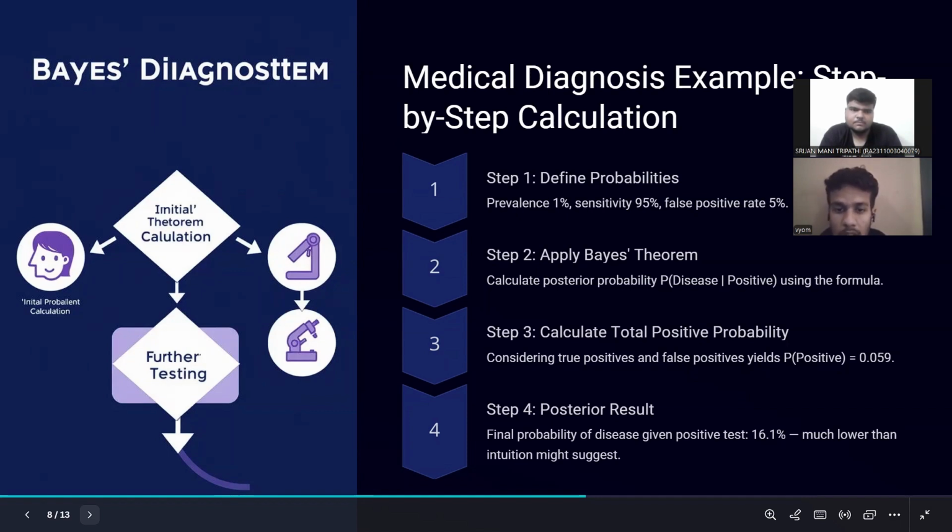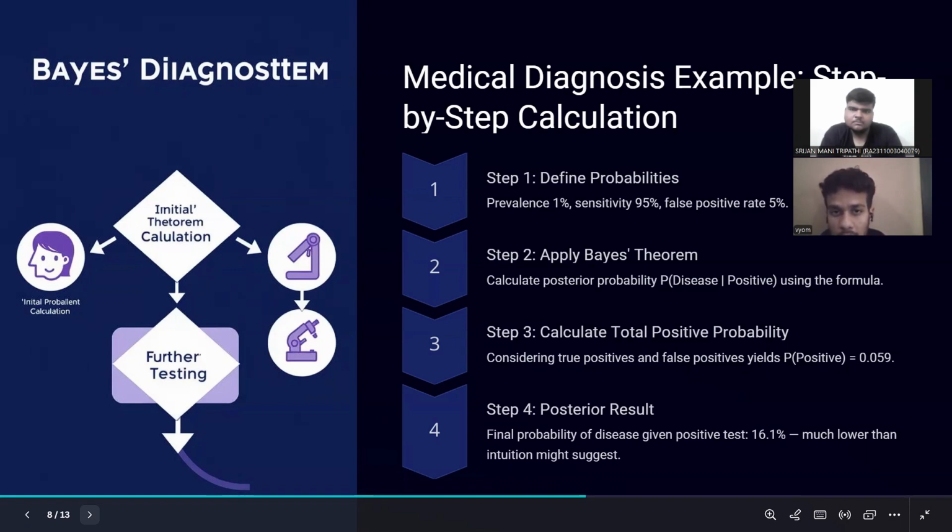Now we'll calculate the posterior probability, that is P disease on positive, using the formula. Third step, we have to calculate the total positive probability of the human being actually having the disease, which is when we consider the true positives and false positives, the final probability is 0.059.